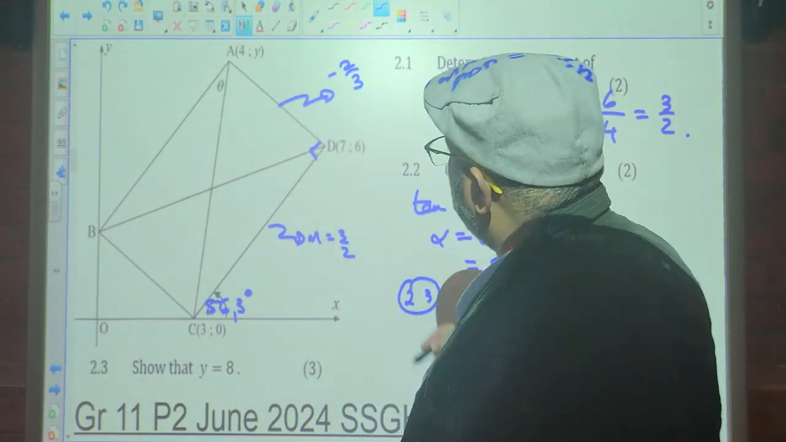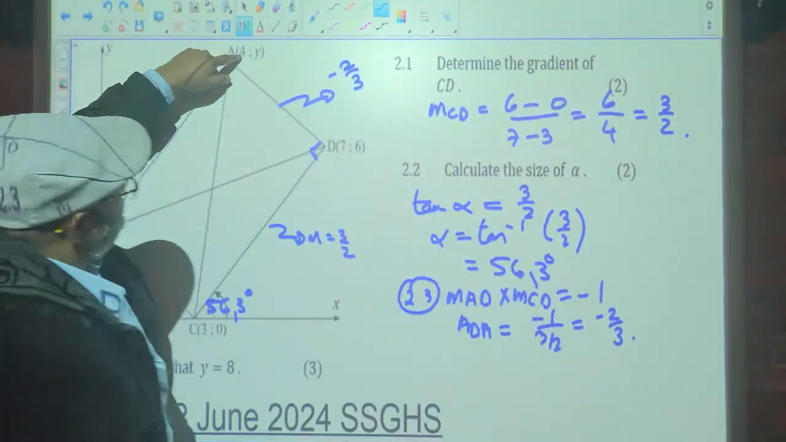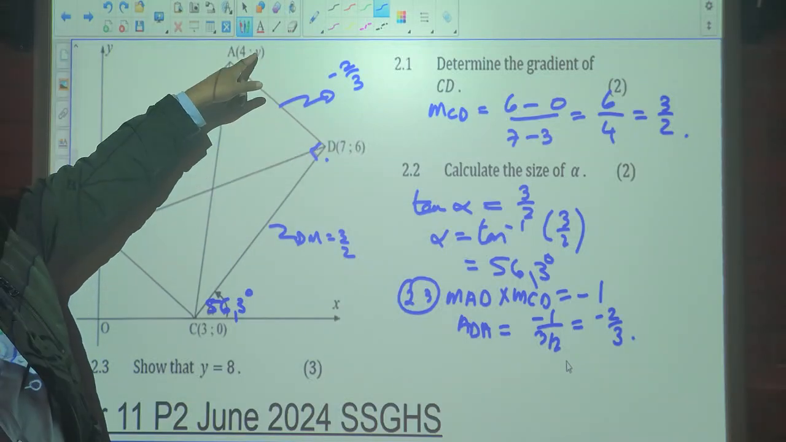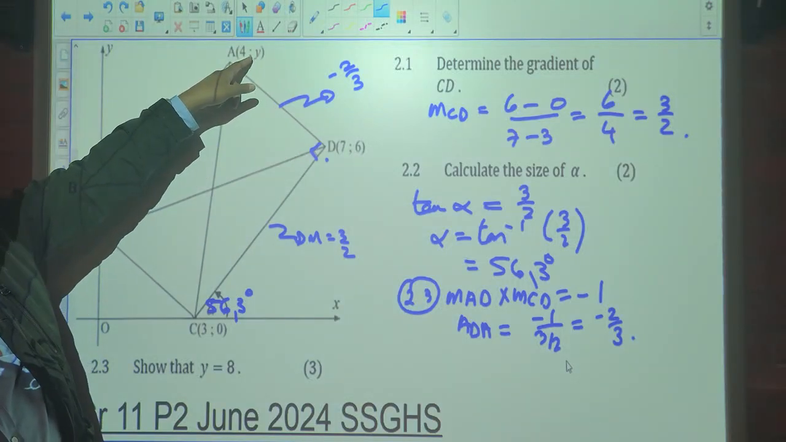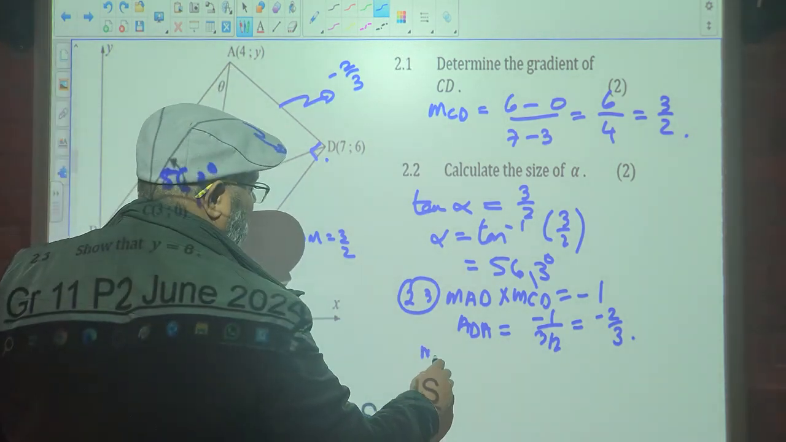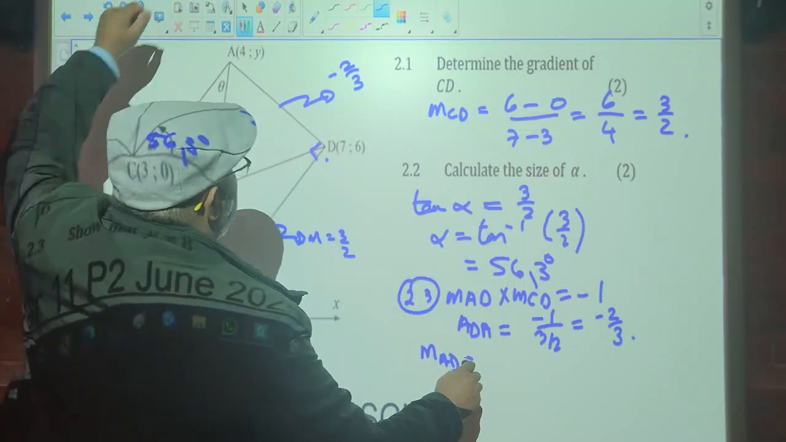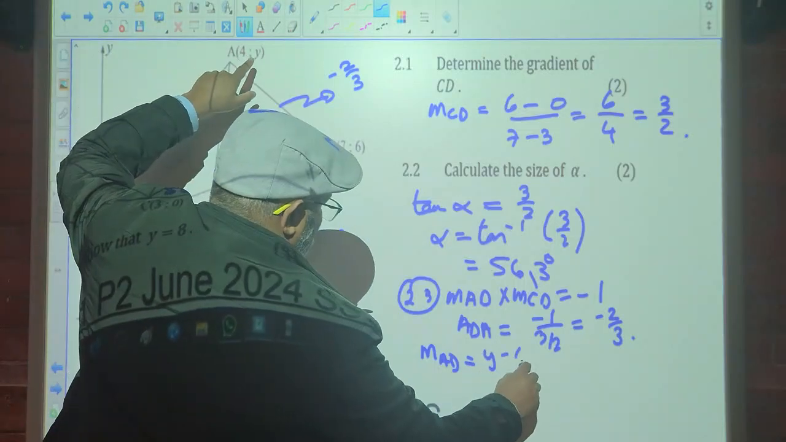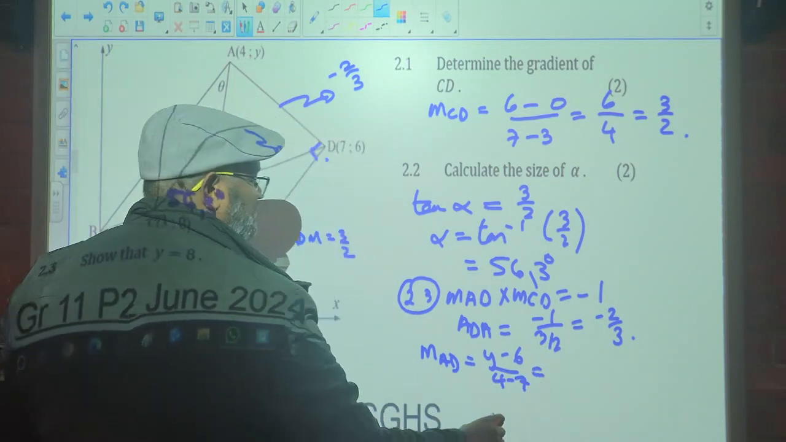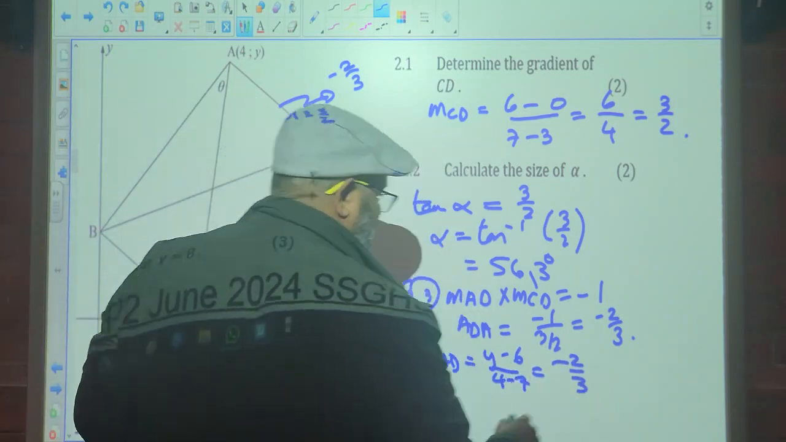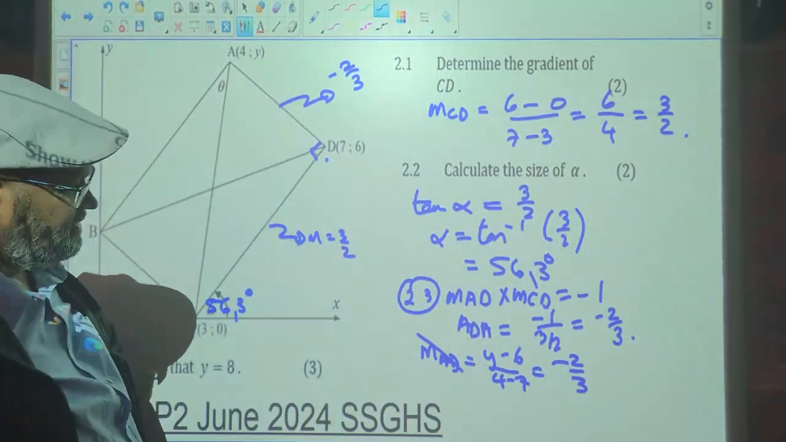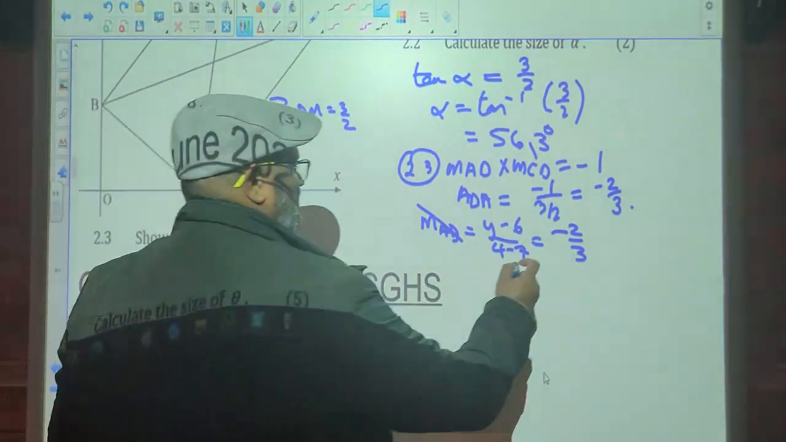So if we look here, we actually have 2 points, which is A and D, provided your y coordinate of A is y. So we can now say that the gradient of AD is equal to change in y, which is y minus 6, over change in x, which is 4 minus 7, which is also equal to -2 over 3. Okay, so we can drop this. So we're going to solve for y now.